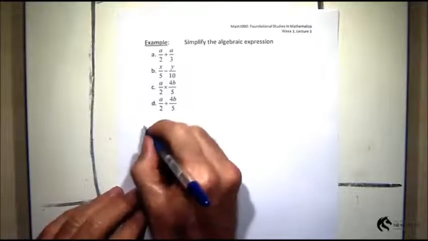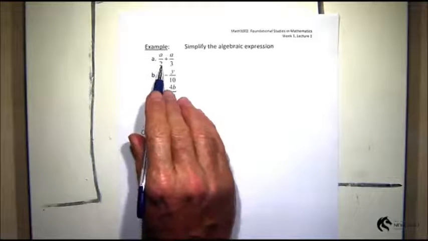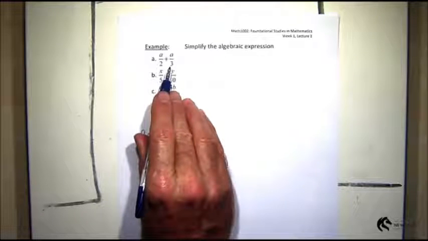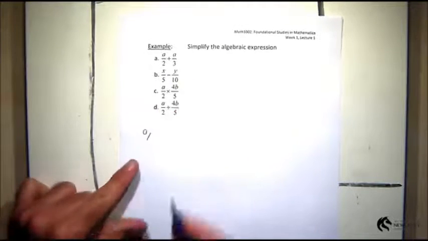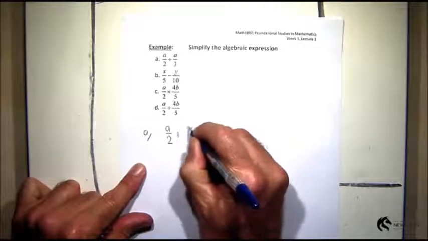So part A says we are adding fractions, so I'm going to put them over a common denominator, and you can see my denominators here are 2 and 3, so a likely common denominator that I'm going to use is 2 times 3 is 6. So in here, I want these to both have a denominator of 6.